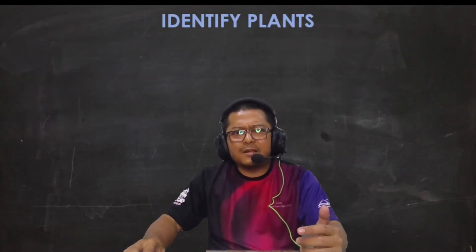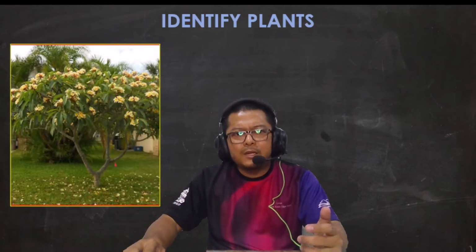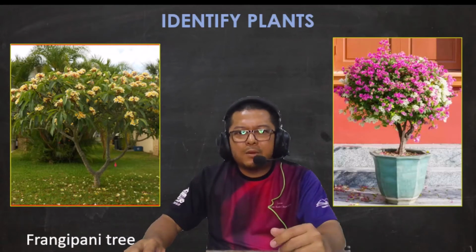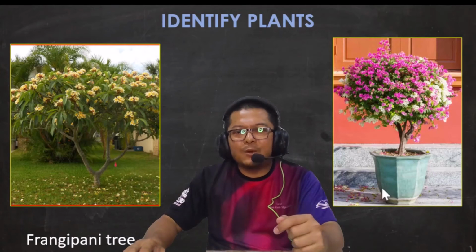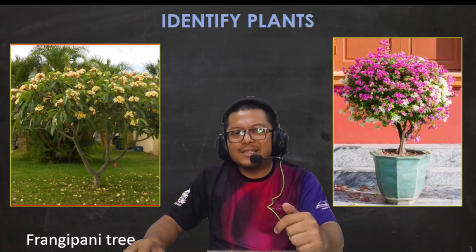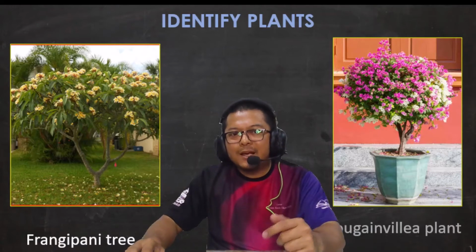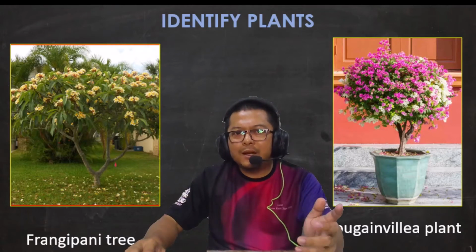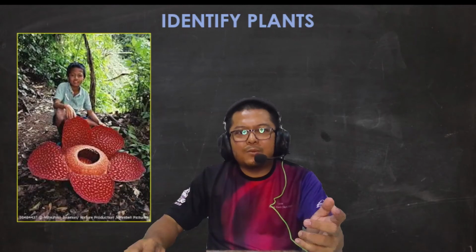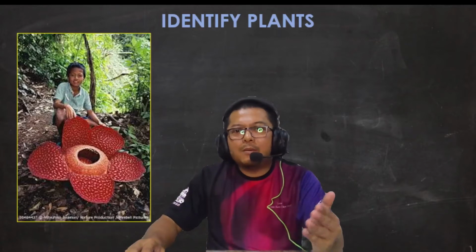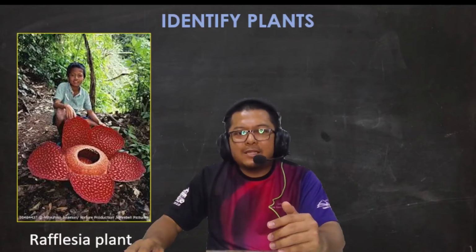Now let's take a look at this one. Next plant would be something that you always see. This is called frangipani. And the next plant, usually years ago we had this at home. Lots of people like to plant this as a decoration. This is called a bougainvillea plant. Okay, next plant that we need to see, we do not have this at home, maybe in the forest. It's called a rafflesia plant.